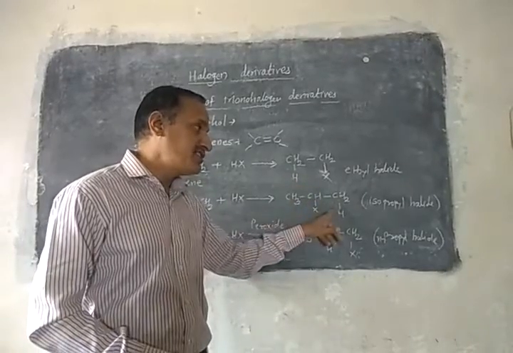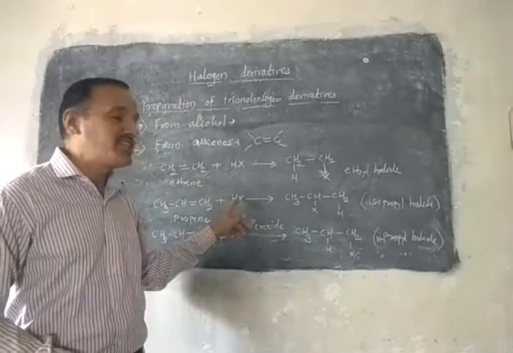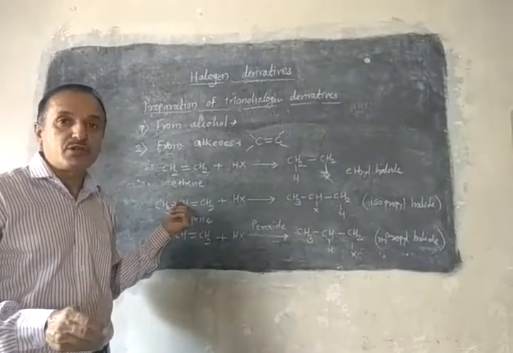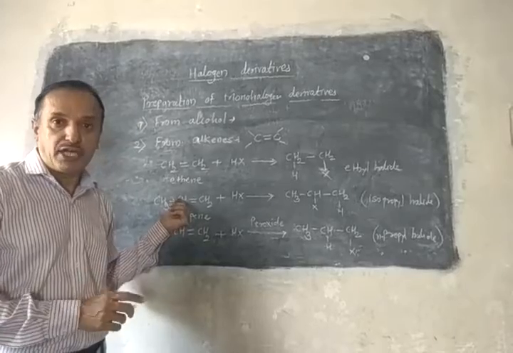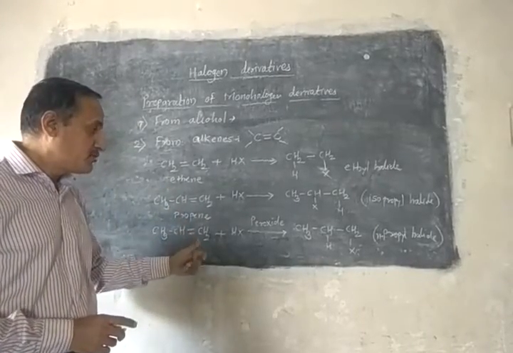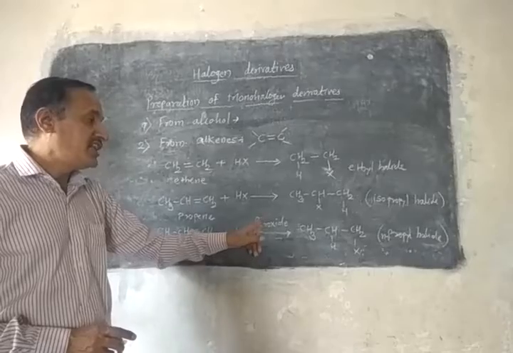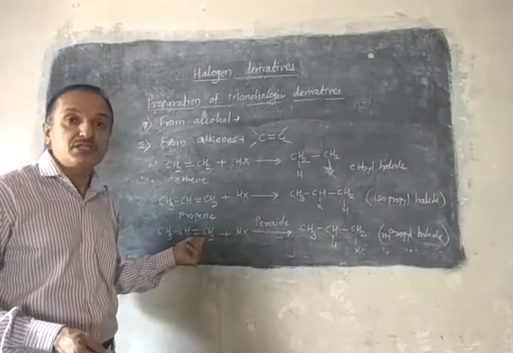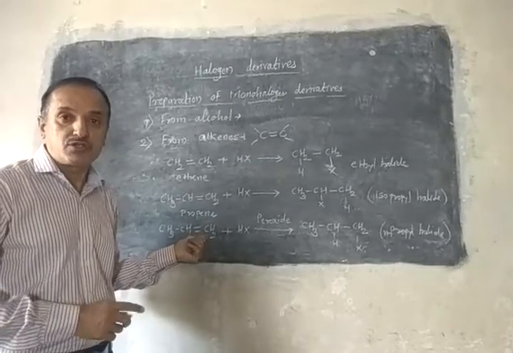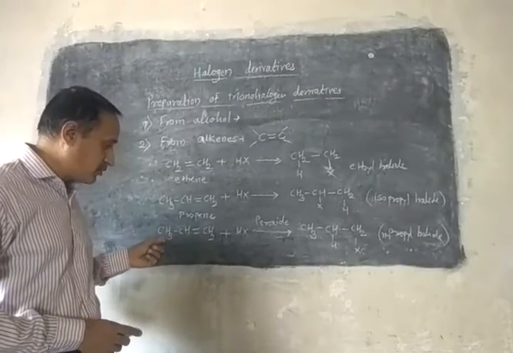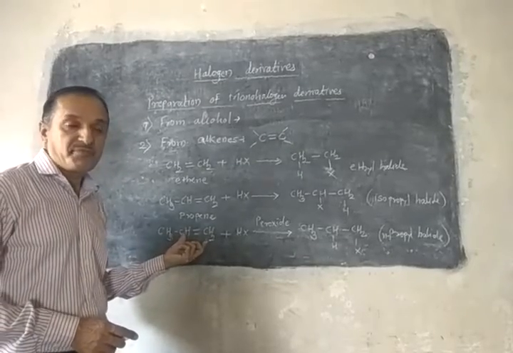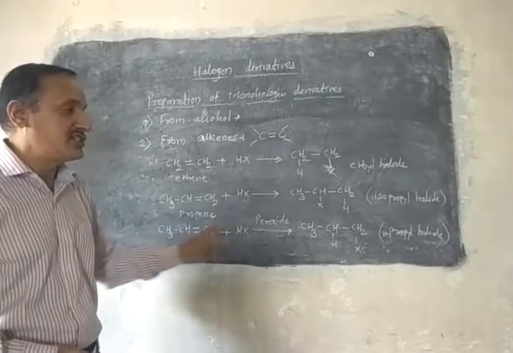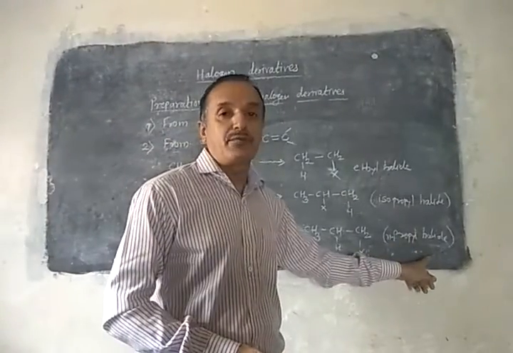The Markovnikov rule is like this: the negative part of the hydrogen halide goes to such a carbon atom which bears the lesser number of hydrogens across the double bond. In the case where we use peroxide, the negative part of the hydrogen halide goes to such a carbon atom which bears the more number of hydrogen atoms across the double bond. Here you have to see the double bond. Then X goes to the CH2, and hydrogen goes to the CH. Here we get the n-propyl halide.